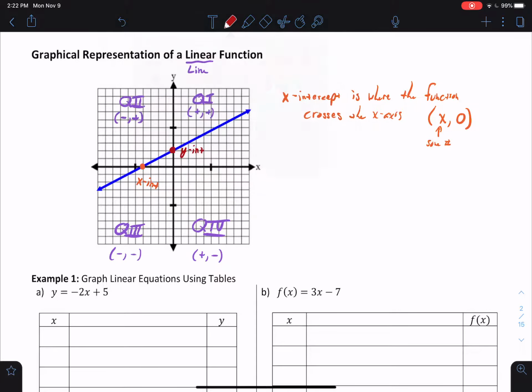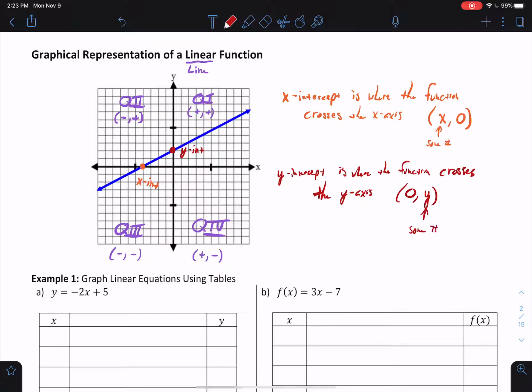The y-intercept, same idea. The y-intercept is where the function crosses the y-axis. The x-coordinate is going to be 0, and the y-coordinate is going to be some number. Remember, we've got our x-axis and our y-axis here on the coordinate plane. So x-intercept and y-intercept is going to be an important concept moving forward, not only in linear functions, but also in future functions that we deal with.